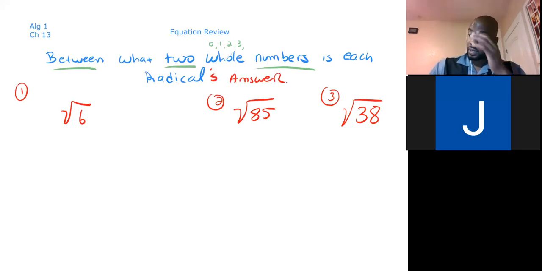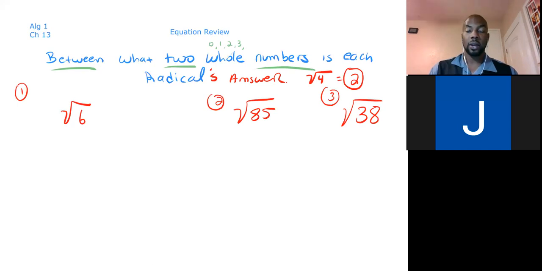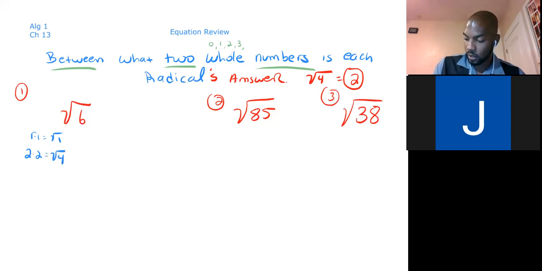What I mean by that is, this is rad 4, and the whole number answer to that is 2. So it's really asking, between what two answers would this answer be? Let me give you an example. For rad 6, if we look at the perfect squares around it, I know 1 times 1 gives me rad 1, 2 times 2 gives me rad 4, 3 times 3 gives me rad 9.